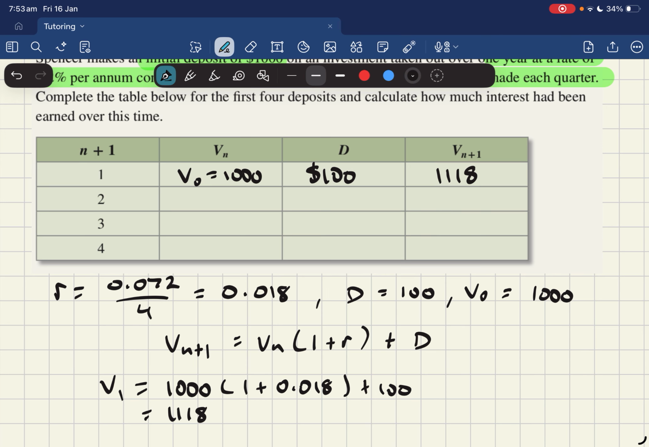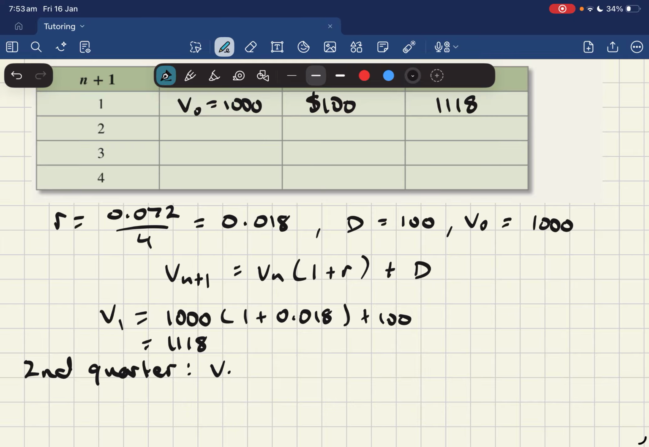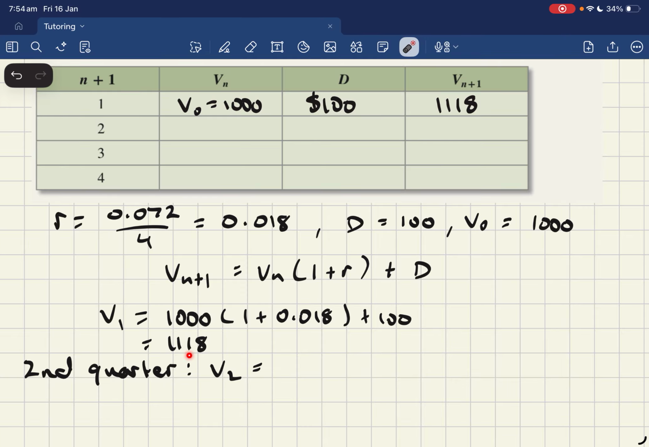Okay, next one. At the end of the second quarter, so I'll actually just write this in so you can see it. Because remember, at the end of each quarter, this amount is being put in. So at the second quarter, your V2 equals the amount in the previous one, V1.